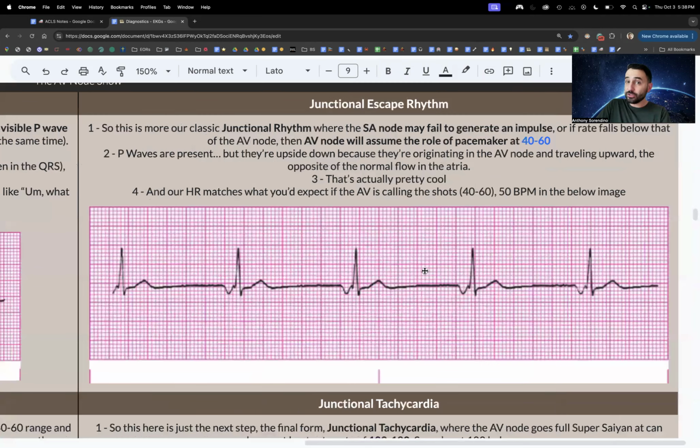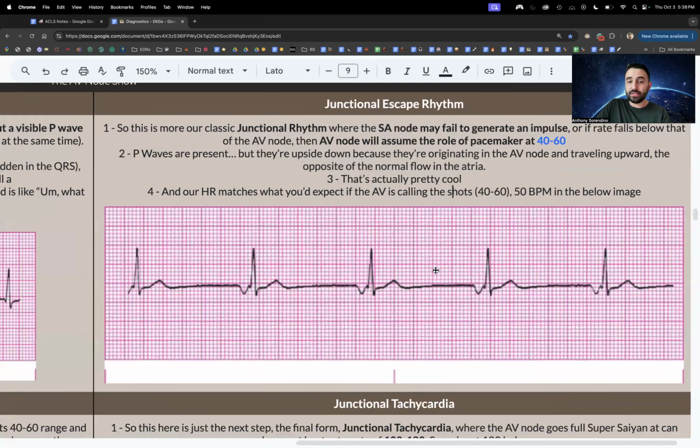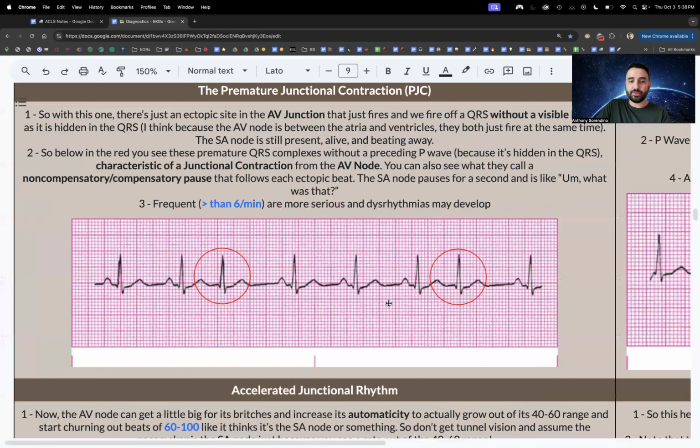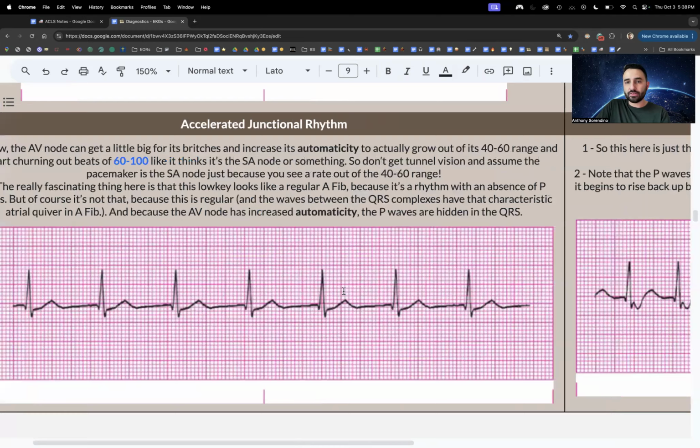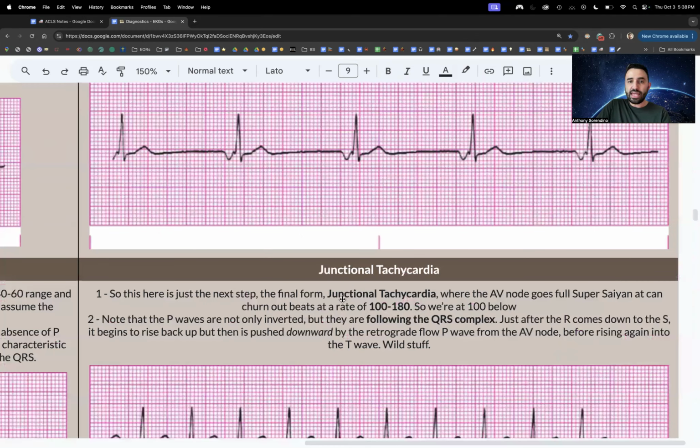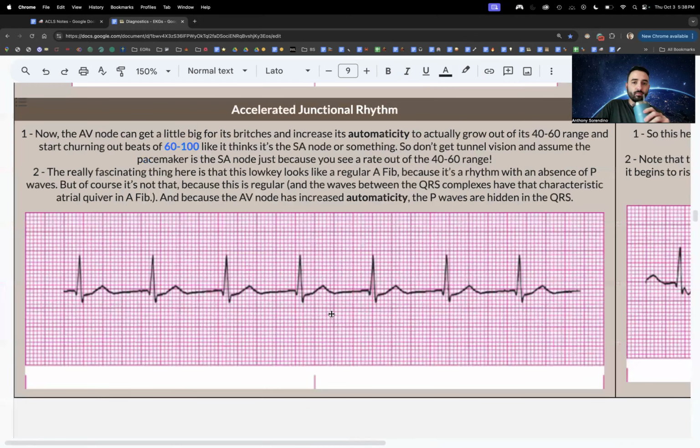However, if we take the junctional escape rhythm, which is 40 to 60, and we accelerate it to 60 to 100, those P waves now move inside of the QRSs and we can't see them anymore.